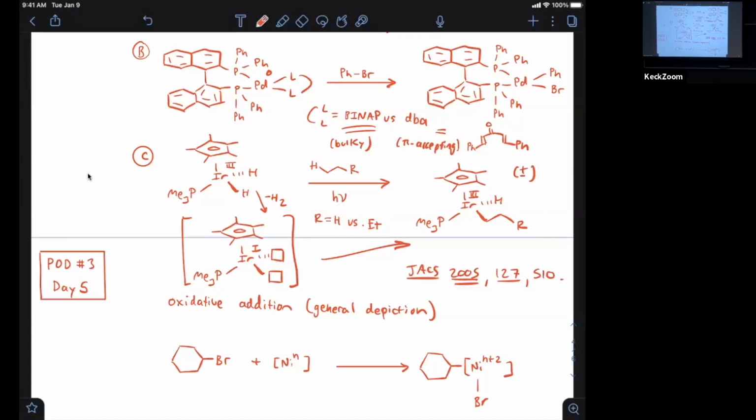This one is a little tricky, so just go with your instinct and then we can discuss if we got the same or different. The ethyl one would be more bulky, I guess. But the ethyl would be more bulky, okay? So you would go with the R equals H. Okay, did anybody get anything different?